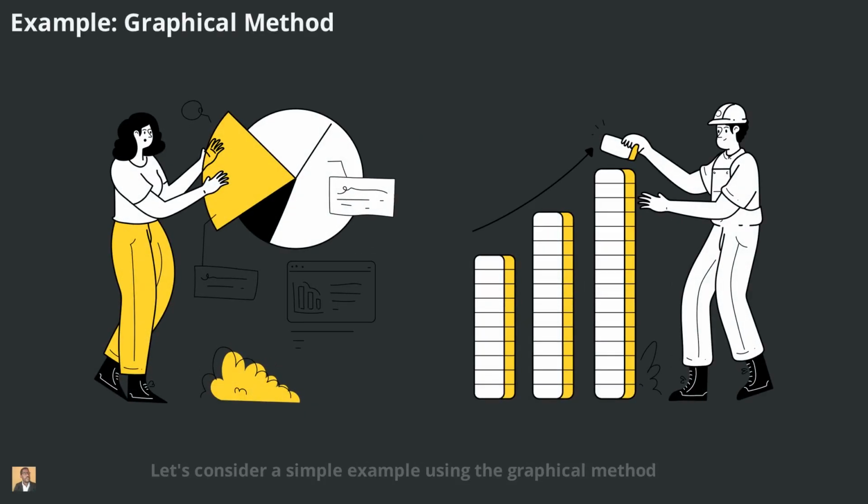Let's consider a simple example using the graphical method. Suppose you want to maximize profit based on two products, with constraints on resources and production capacity. We'll plot the constraints, identify the feasible region, and evaluate the objective function at each vertex. This step-by-step approach demonstrates how the graphical method works in practice and highlights its effectiveness for small-scale problems.